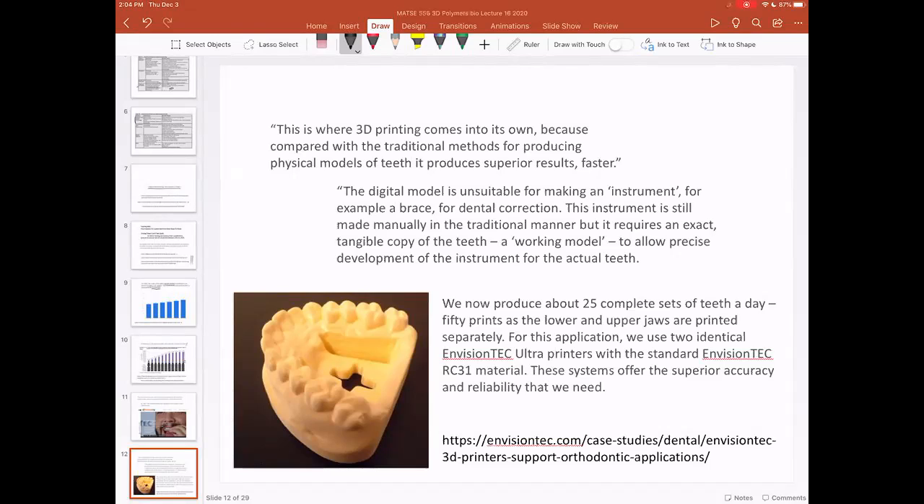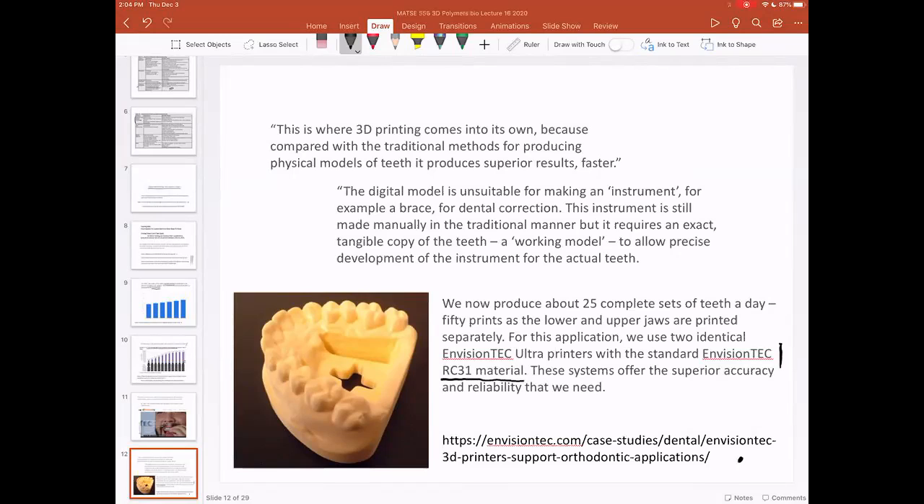But these same sorts of technologies that have been used for fillings can now be used to UV polymerize teeth or UV polymerize implants or dentures. And so that's where the industry has really innovated in this area. So this is just one example right here from EnvisionTech. And so they're using the EnvisionTech Ultra printer. So you can look up what that is, but it's an SLA printer that we've talked about before, and this RC31 material. So you can look up what that is on EnvisionTech's website.